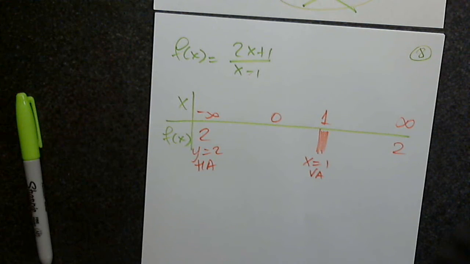Why is it 2 again? Because it's the same degree over same degree. It's the leading coefficient over the leading coefficient. If the degree in the denominator is bigger, the answer is always 0, horizontal asymptote 0. And if it's the other way around, it's a slant asymptote, not a horizontal.